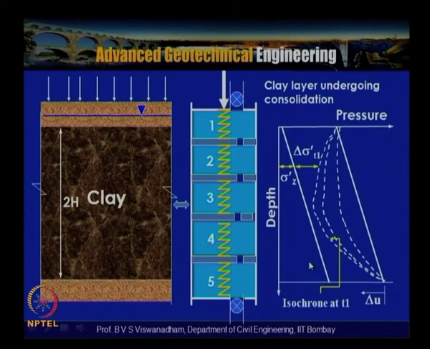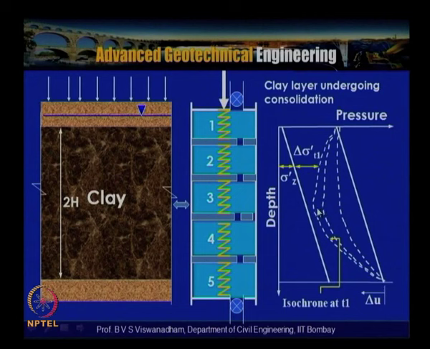If this is the effective stress, then at time t equal to 0, when it is subjected to an increase in load due to some delta sigma, the first isochrone will develop here. If you notice at time t greater than 0, that means t1, t2, t3, immediately the pressure at the drainage phases drops down to 0. That means the clay soil close to the drainage phase is the first one to attract the stresses, and the water transfers the stresses to the soil rapidly, and the effective stress here is nothing but delta sigma, and here also it is delta sigma.